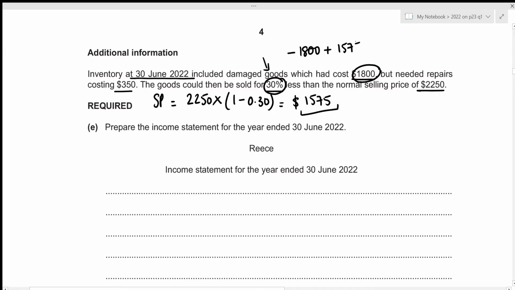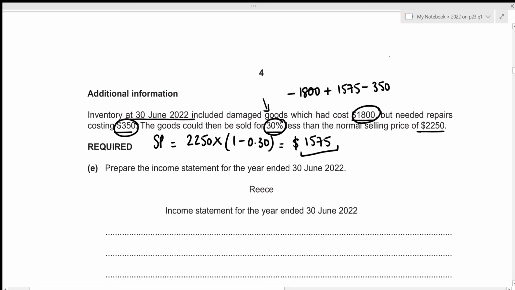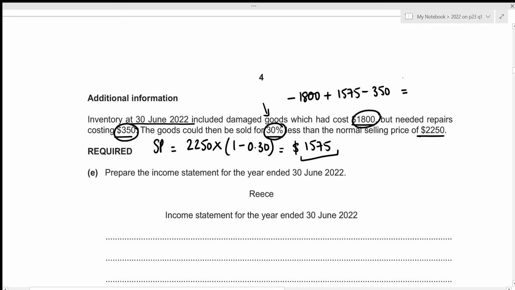And it is only possible after the repair cost of 350, and costs are always to be subtracted, so that's minus 350, right? So the total change that we need to include in our inventory is going to be minus 1800 plus 1575 minus 350, which results in minus 575, which means that we need to subtract 575 from our inventory at the date of 30 June 2022.